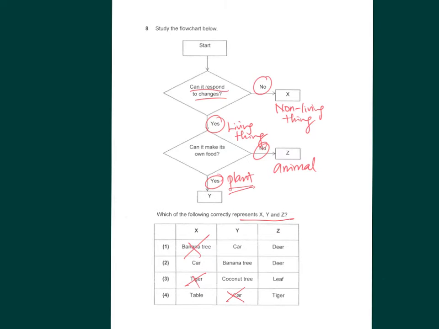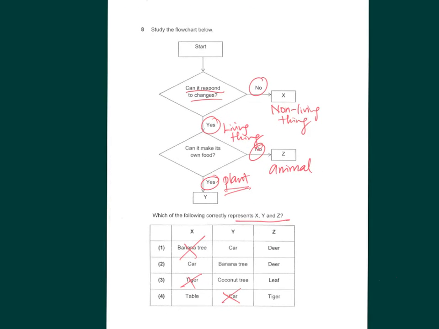Option Z, we mentioned that it's an animal. So we are only left with option 2 actually. So the deer. The deer is actually an animal, yes. And the answer in this case has to be option 2.